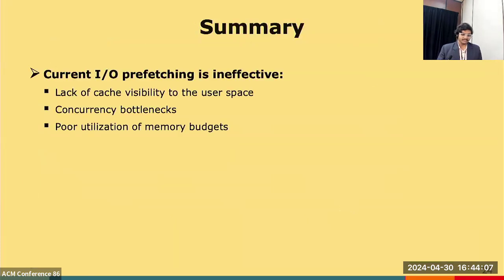In summary, we have shown that current IO prefetching is ineffective for modern storage due to lack of cache visibility and the concurrency bottlenecks that result from it.